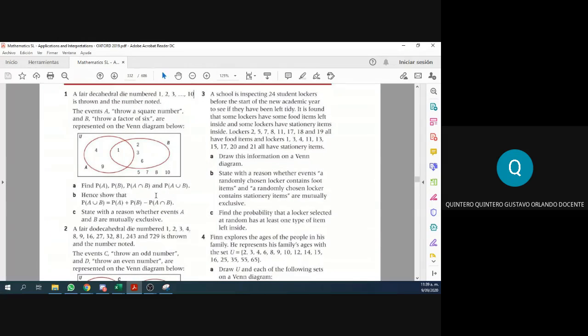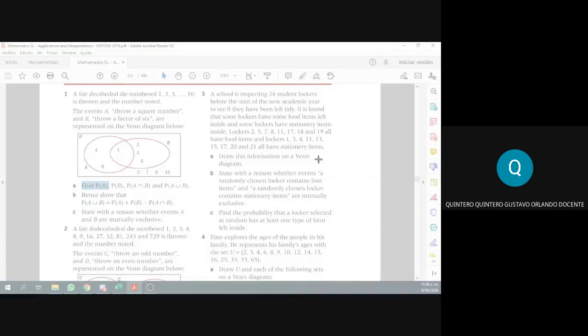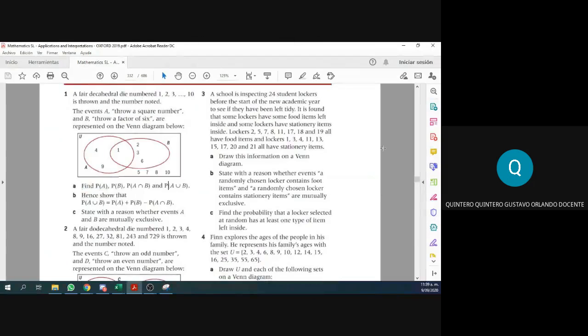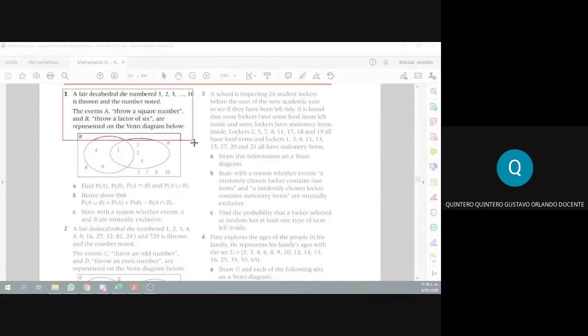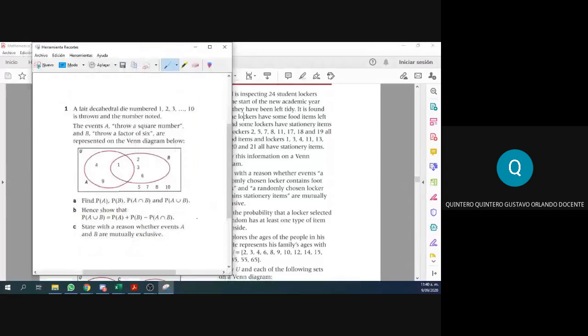Cool. Now let's get to our questions so that we can find the solutions. Number one, find P of A. Do you guys remember what this is? What is P of A? Tell me, guys. Do you remember that? Anybody?